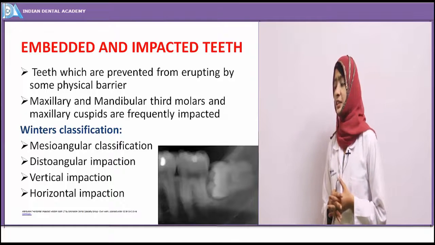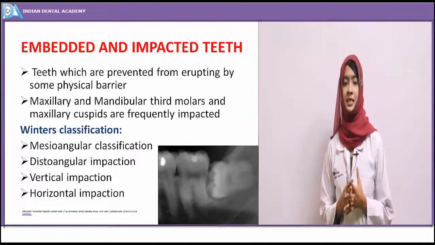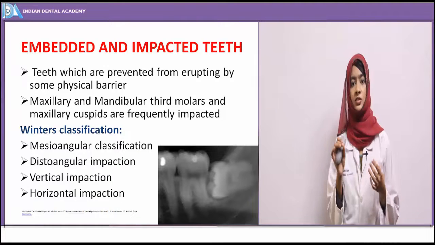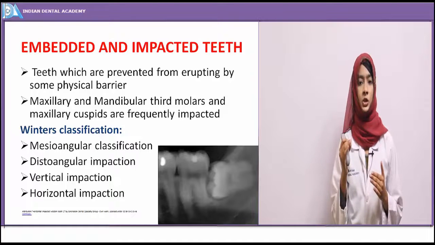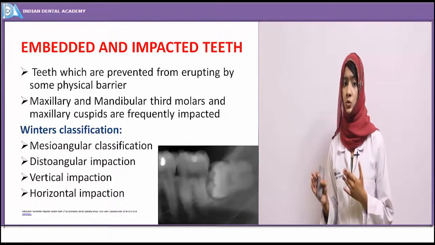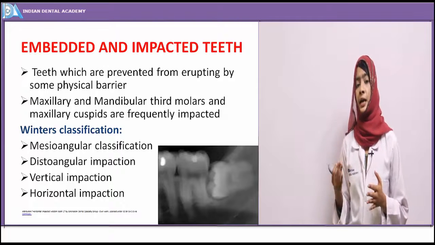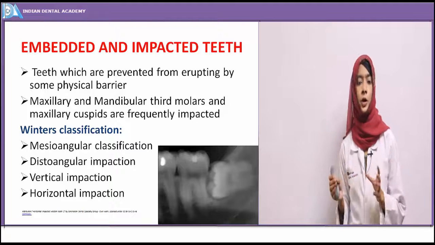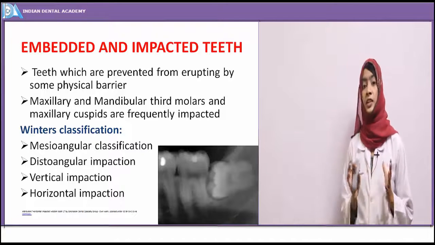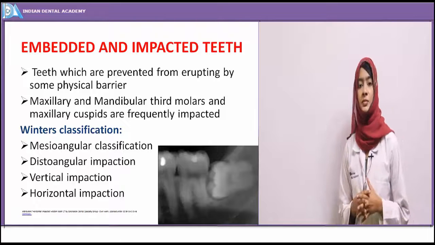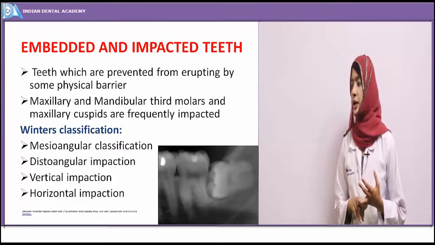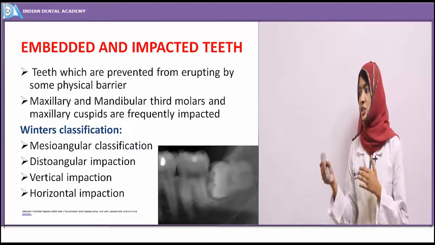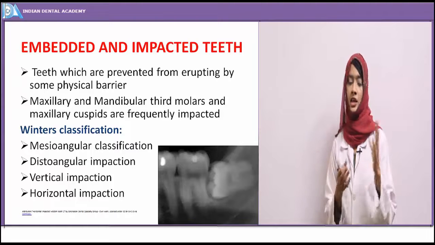Most commonly impacted teeth are the maxillary and mandibular third molars. Mandibular third molars are the first teeth to show impaction, with an incidence of about 22% of impactions, and 18% in maxillary third molars, and then the maxillary and mandibular cuspids show some 0.9% of impaction. Winter gave a classification for impaction of teeth: mesioangular impaction, distoangular impaction, vertical impaction, and horizontal impaction. This classification is based on the position of the tooth in relation to the adjacent teeth.